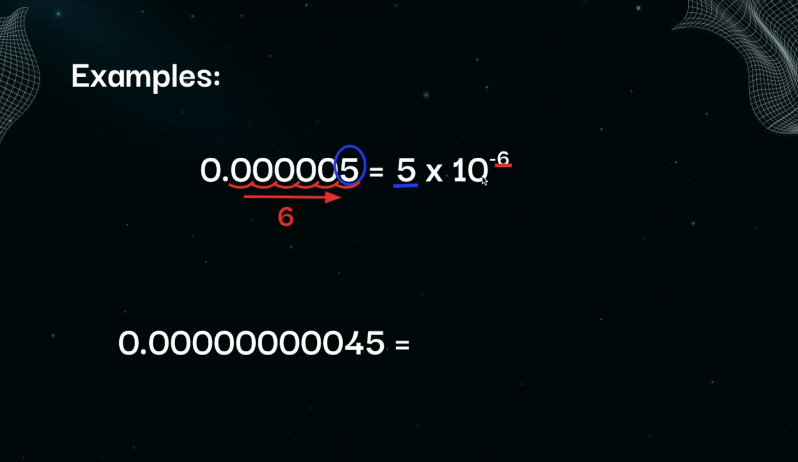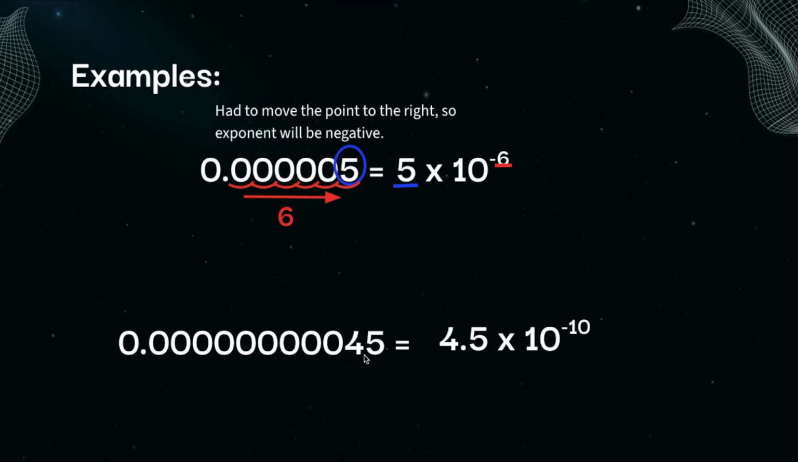So now let's try with this even smaller number. So the coefficient would be 4.5. Yes, because it has to be less than 10. So here we have the 4.5.